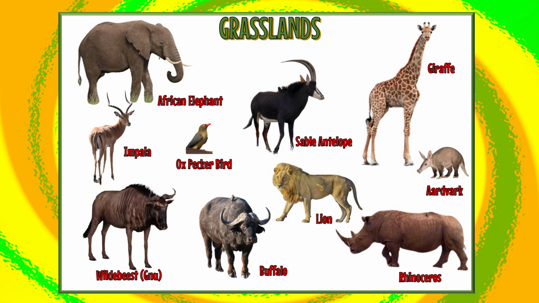Look! I found that impala, African elephant, sable antelope, lion, giraffe, wildebeest, buffalo, rhinoceros, aardvark, and the oxpecker bird are animals that live in grassland habitats. Such majestic animals.